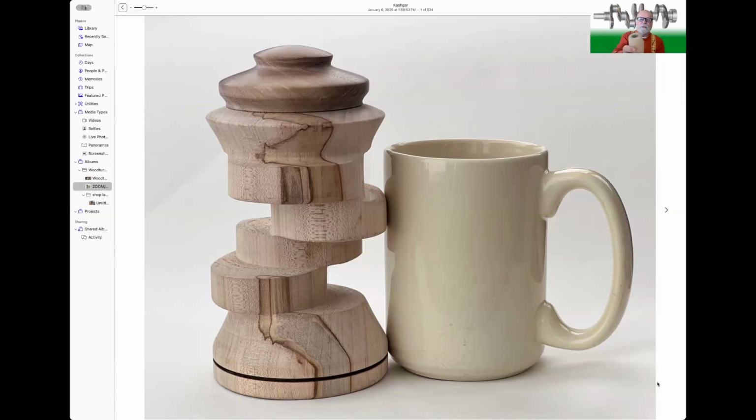The other one is a three-sided turning I did. Well, let's kill your share, Bowman. Let's get your share. If you're done with the share, let's kill that.